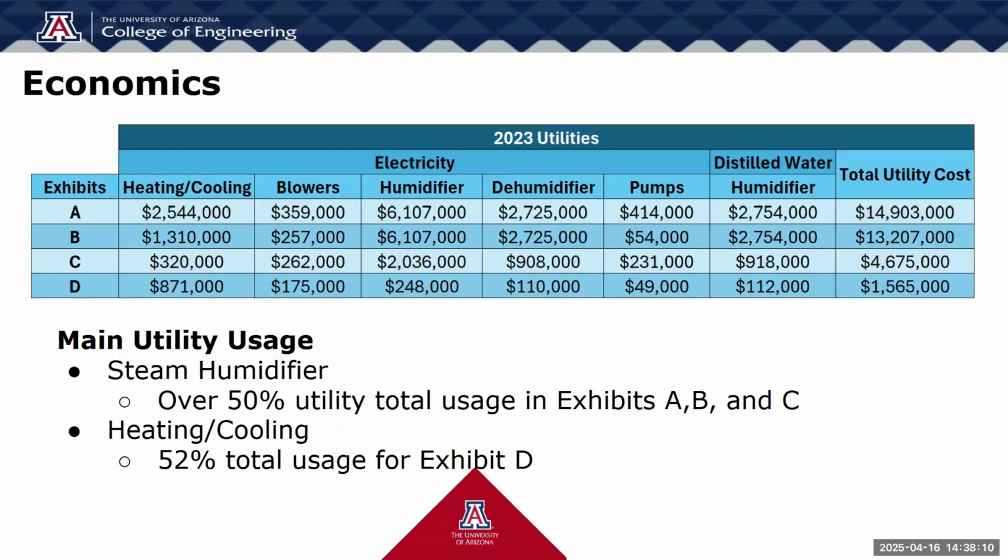In this table, the 2023 utility costs were broken down by utility type and unit op. As you can see in Exhibit A, B, and C, the steam humidifier made up over 50% of the utility costs, the main driver being the high energy and distilled water costs needed for humidification. In Exhibit D, the heating and cooling took up the majority of the utility usage, with over 52% of Exhibit D utility costs coming from that operation.